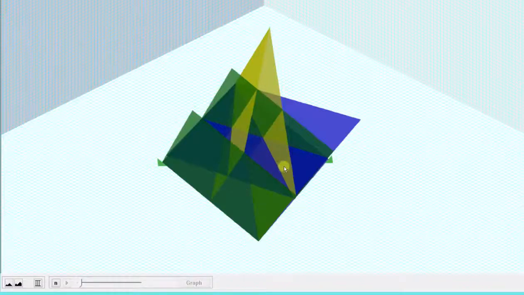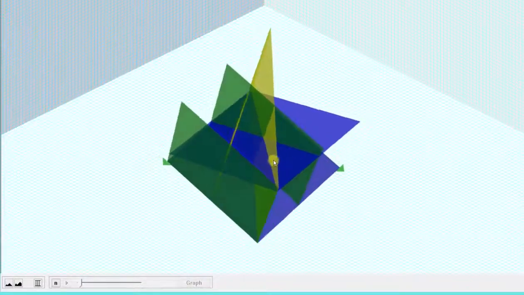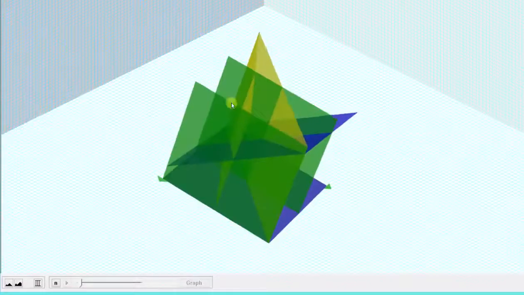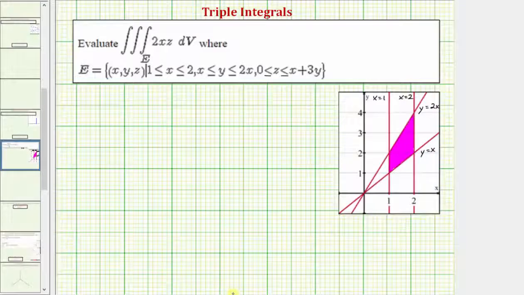So if we look at this at a different angle, say this angle here, the region of integration, the region E, is this solid region here. Now let's set up the integral. Because we have z defined in terms of x and y, y defined in terms of just x, and x defined in terms of constants, we'll use the order of integration dz, dy, dx.